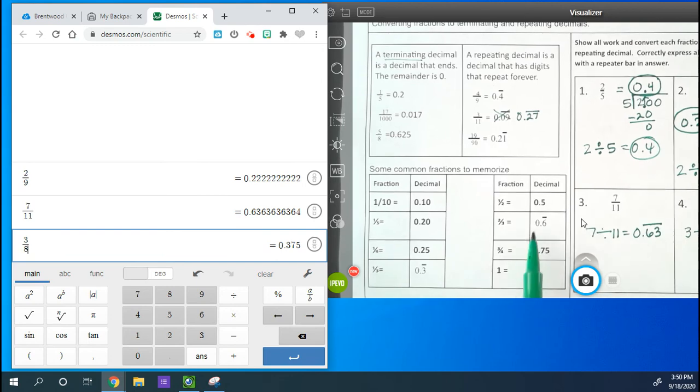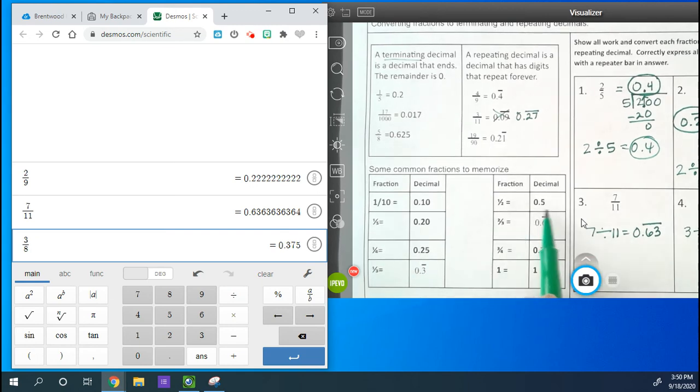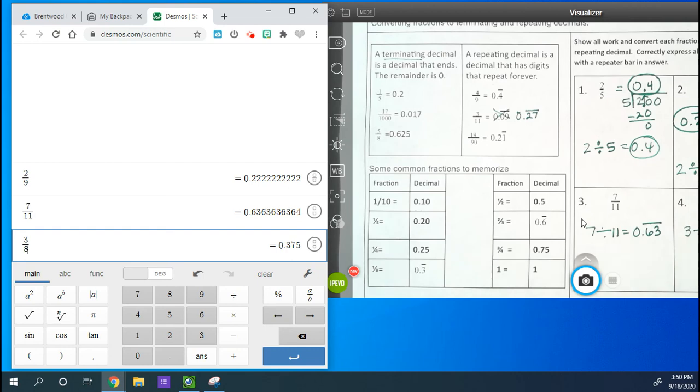Notice that 1/3 and 2/3 are repeaters. 1/10 is the same either way. 1/5 is just doubling 1/10. 1/4 is just what it says in money, a quarter. 3/4 is just what it says in money. A half is 0.5, and 2/3 is just double of 1/3. So they're fairly easy to get memorized, and we're going to see those a lot.